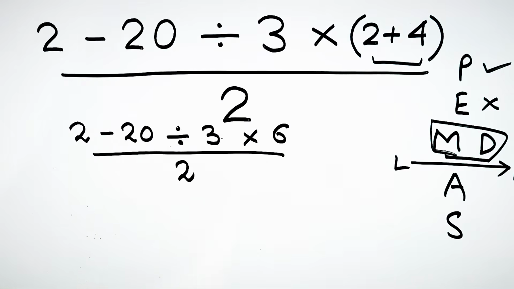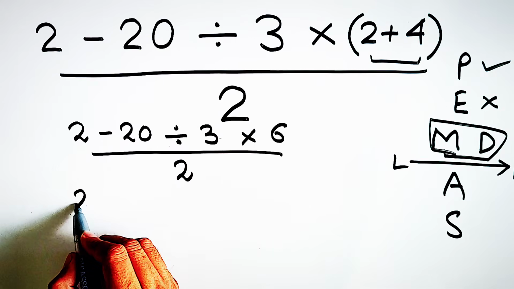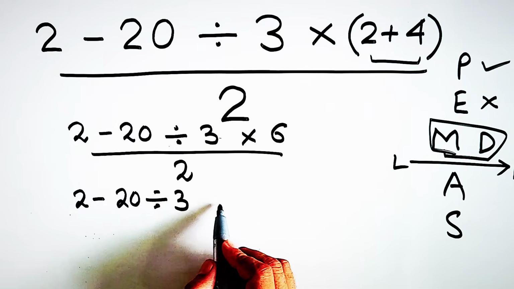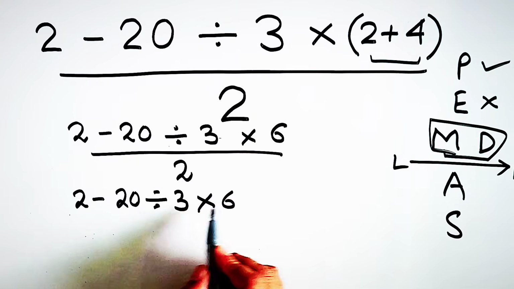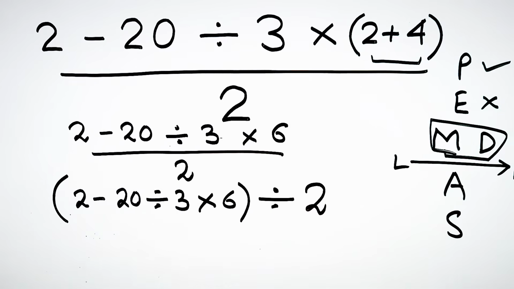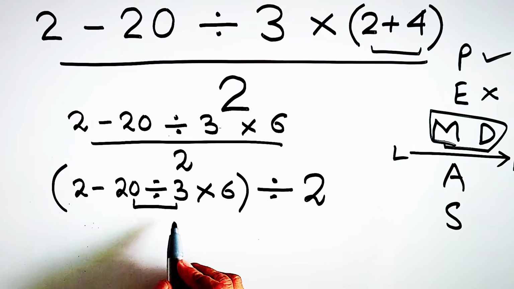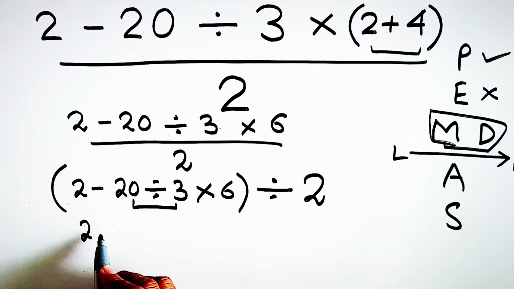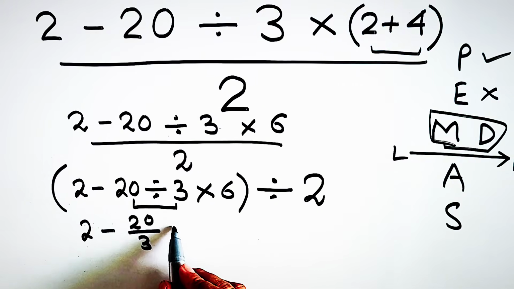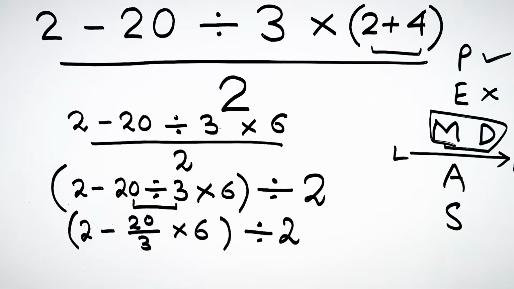But first of all, we have to make two parentheses. So 2 minus 20 divided by 3 times 6 is in the first parenthesis, divided by 2 is in the second parenthesis. Now this will be written as 2 minus 20 over 3 times 6 divided by 2. Okay.